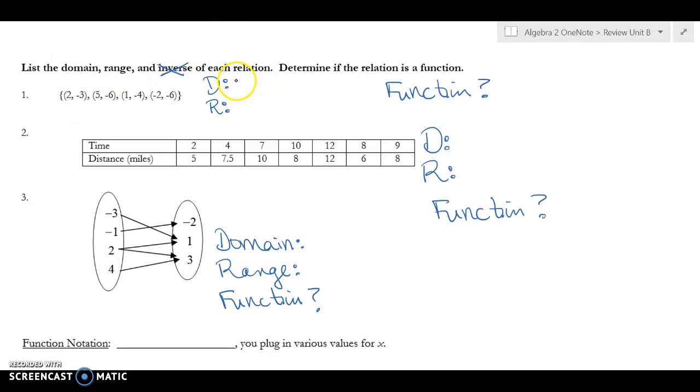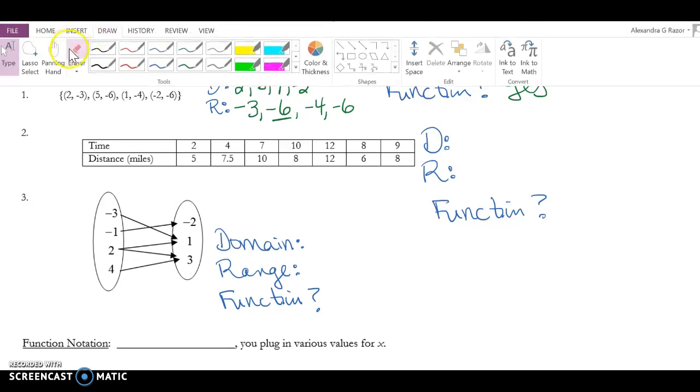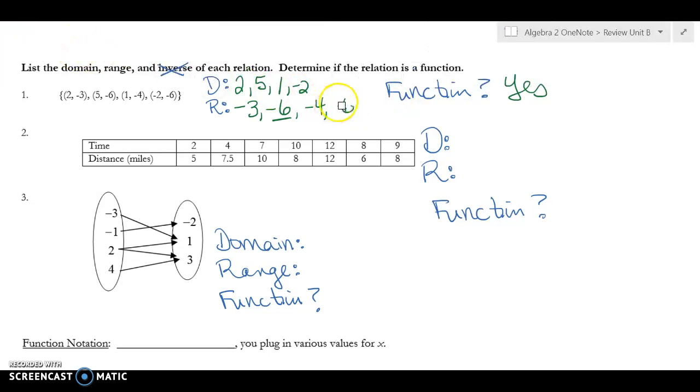My domain is my first number, so 2, 5, 1, and -2. Now, since I see that there's no x's repeated, I already know it's a function. Okay? And then I have my y's, which is my range, -3, -6, -4, and -6. Now, because I already wrote this -6, I don't have to write that other one again. So I'm going to go ahead and erase that because I don't need that one. So that one's gone. Okay, so if a number repeats, you don't have to write it again.